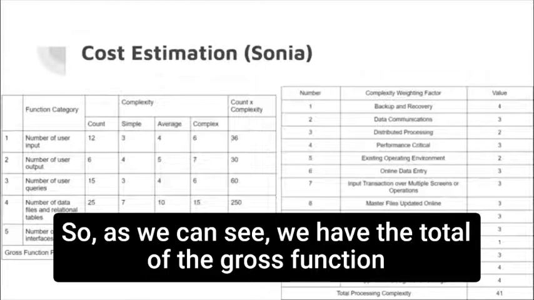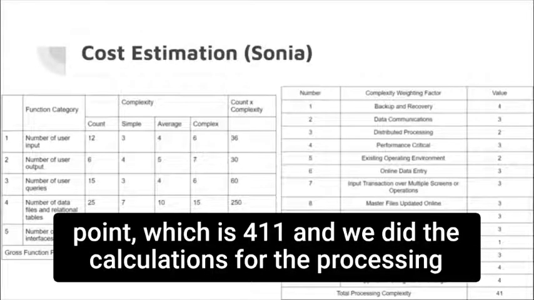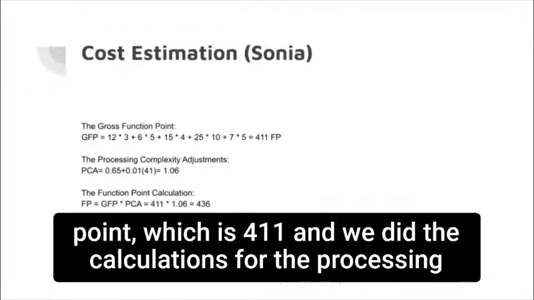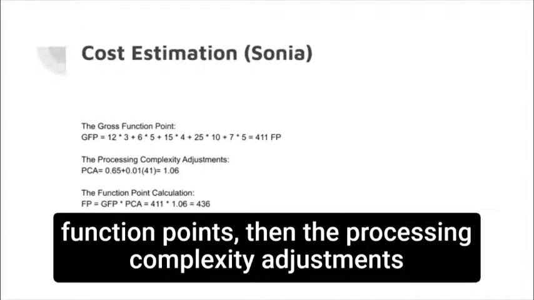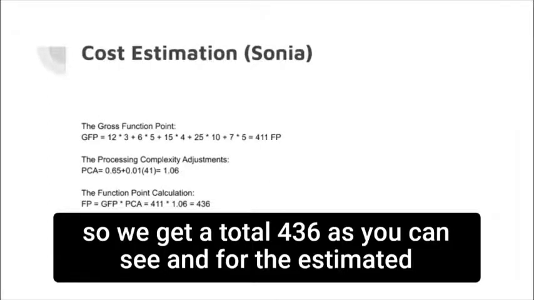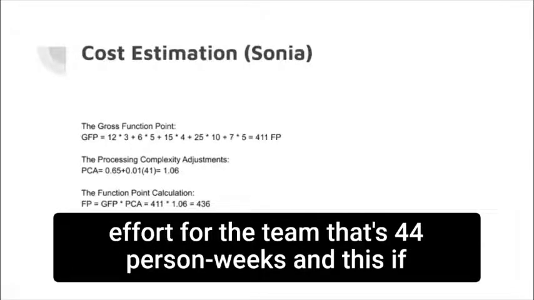As we can see, the total of the gross function points is 411. We did the calculations for the processing complexity adjustment, which is the multiplication of gross function points and the processing complexity adjustments. So we get a total of 436, as you can see. The estimated effort is obtained as 44 person-weeks.